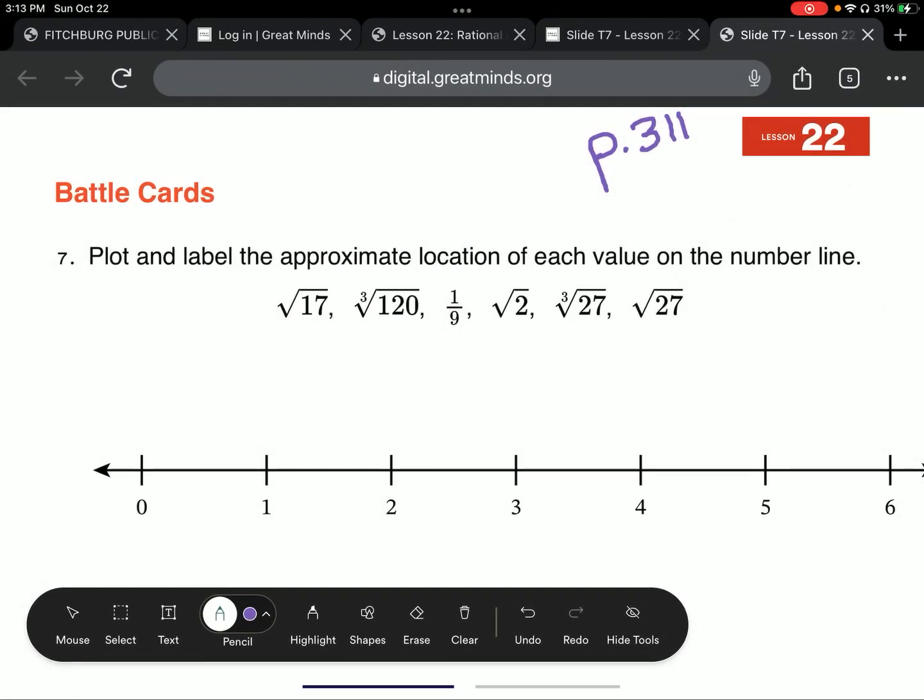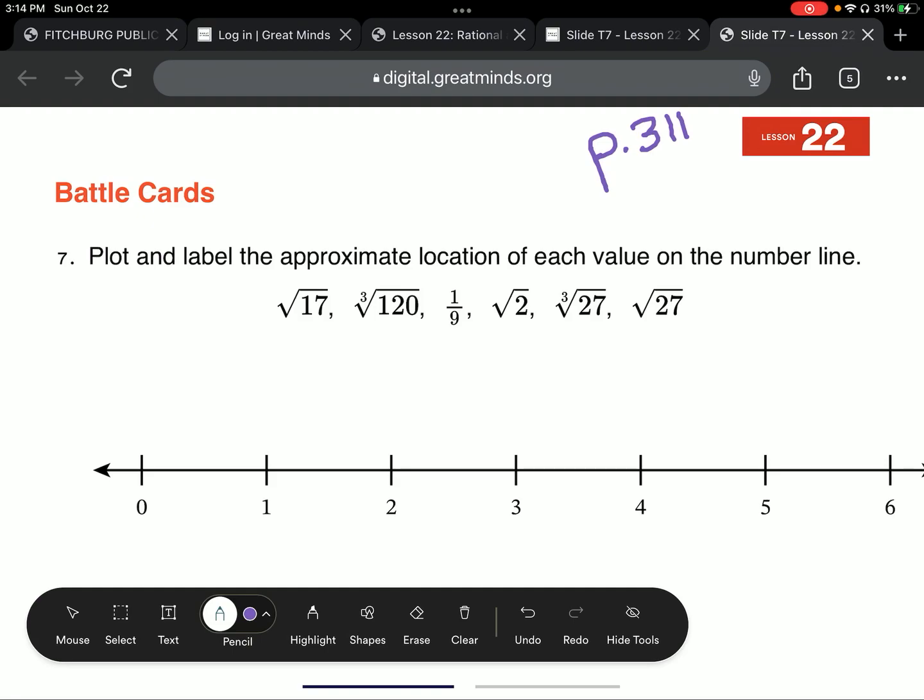This is workbook page 311. This is something we've talked a little bit about, but I noticed that some people are still struggling with it a little bit. So it does pop up again in lesson 22 in your workbook. The directions for this problem on page 311 say to plot and label the approximate location of each value on the number line. So again, we are not going to be exact on some of these, but we are going to put an approximate location for each of these numbers on the number line.